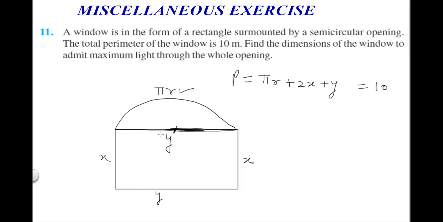So for maximum light entering into this area, the area of this portion should be maximum. So what you have to do is prove the area is maximum. The area of the semicircle, which is 1 upon 2 pi r square, plus the area of this, which is xy. So you can get this into one variable only and find out the solution. Clear? So try it out at home.